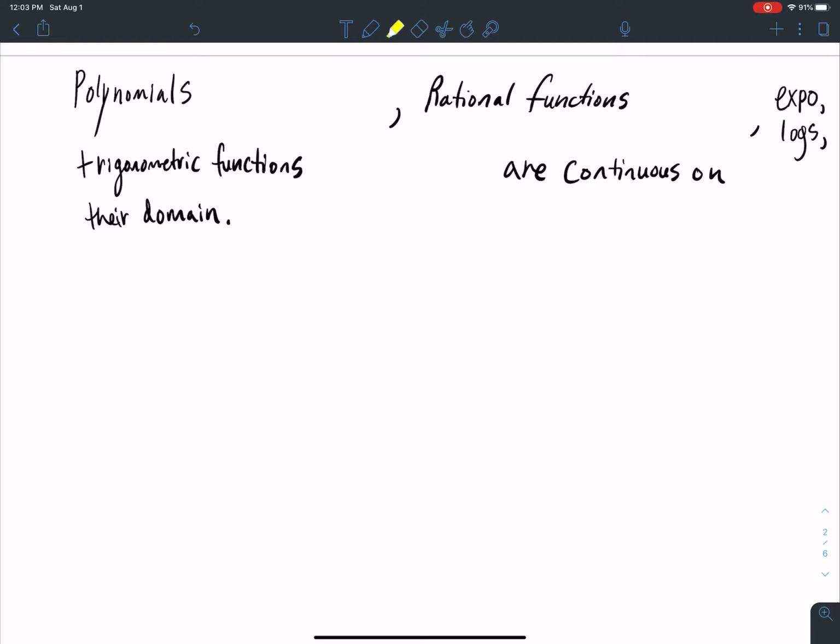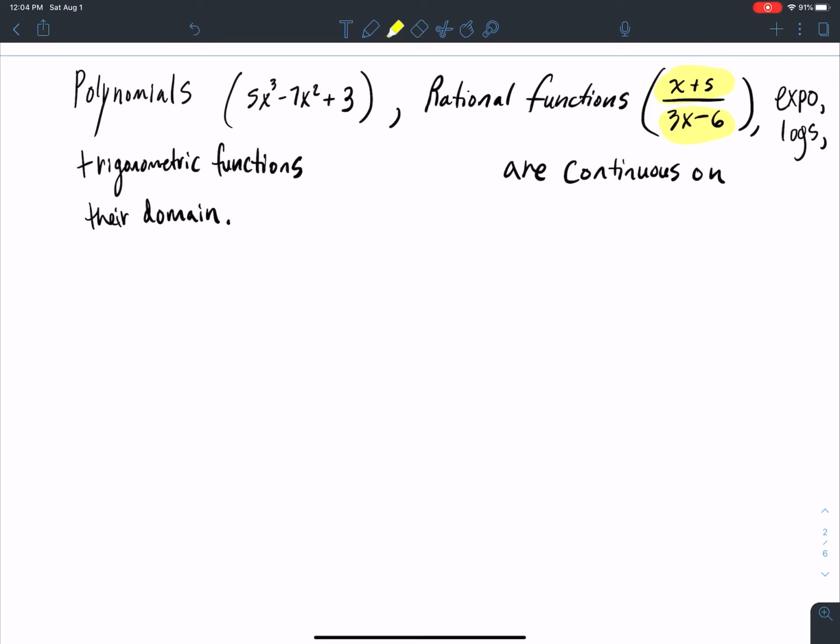So in this video, we're going to talk about continuous functions: polynomials, rationals, exponentials, logs, trig functions. These are all continuous on their domains. A polynomial is like 5x cubed minus 7x squared plus 3. Rational functions are basically two polynomials divided, right? Those are defined on their domain, and they're continuous on their domain.